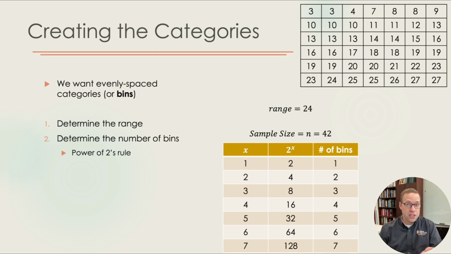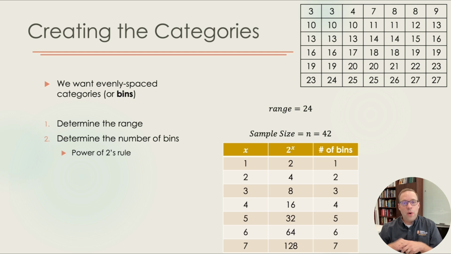2 to the power of 1 is just 2. 2 to the power of 2 is 4. 2 to the power of 3 is 8. 16 is 2 to the power of 4. 2 to the power of 5 is 32. 2 to the power of 6 is 64. 2 to the power of 7 is 128. We could keep going, but at this point, you're rarely going to have more than 128. No, I shouldn't say that. You will have more than 7 bins, but I'm getting ahead of myself here. I'll just go up to this point. You can keep going if you need to.